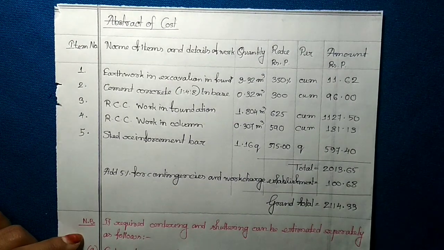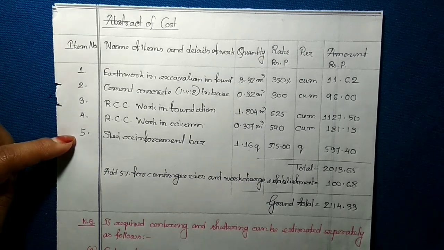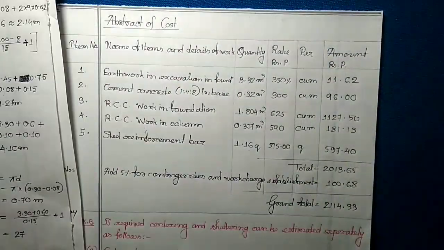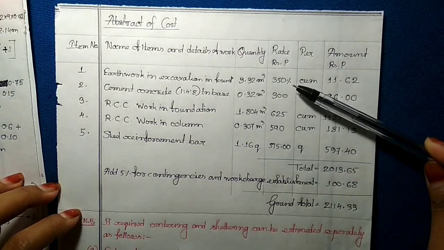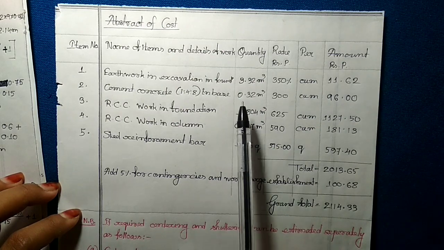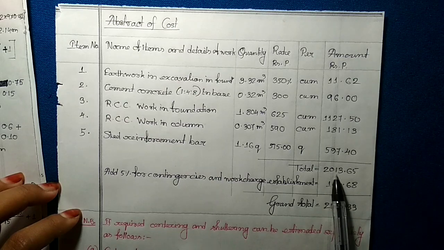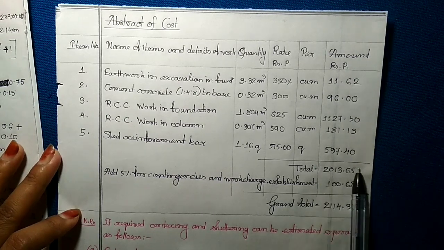We have calculated the quantity under 5 item of work, and I have written it here. Yeah, 5 item of work, and the quantity you can see here, and the rate is here. By multiplying the rate and quantity you can have the amount, and the total is 2013.65. But this is not the estimated cost.